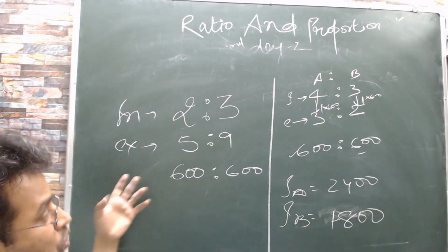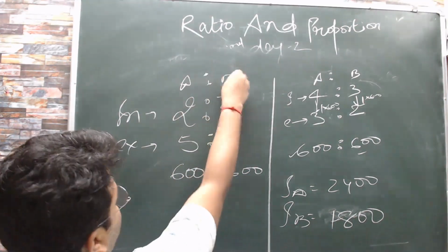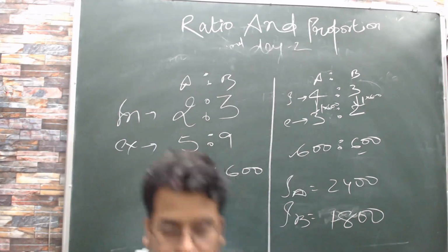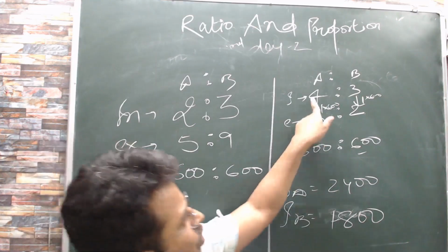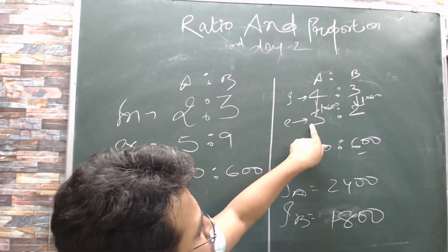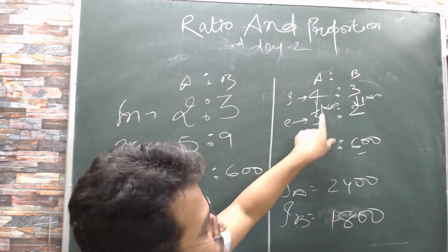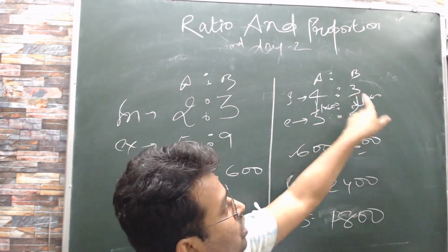How can you solve this question easily? See, this is A, this is B, right? First you note down this question. Very easy. 4 rupees income, 3 rupees expenditure. So out of 4 rupees, his expenditure is 3 rupees, meaning he's saving 1 rupee. Out of 3, his expenditure is 2, so he's saving 1 rupee.